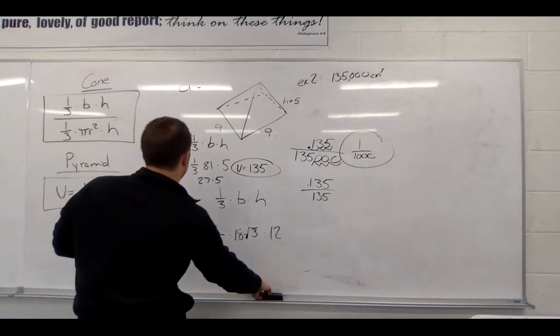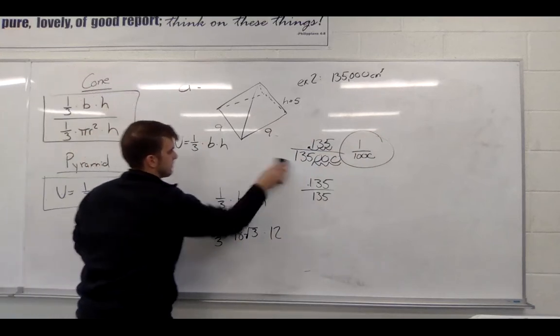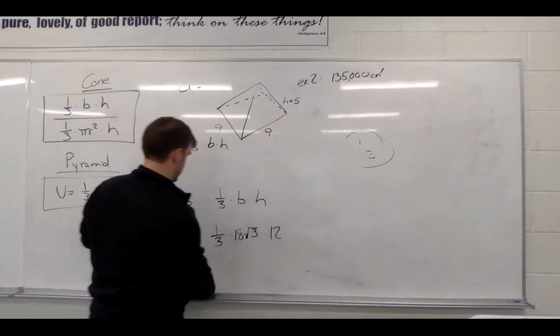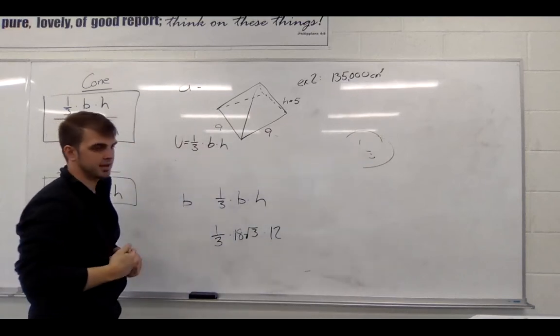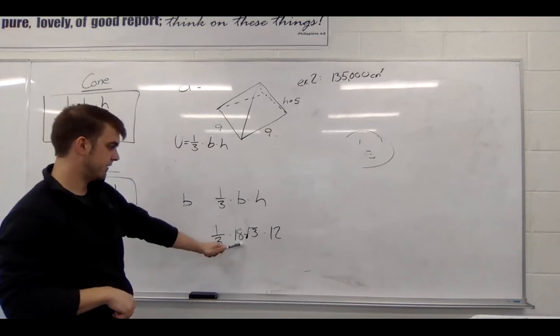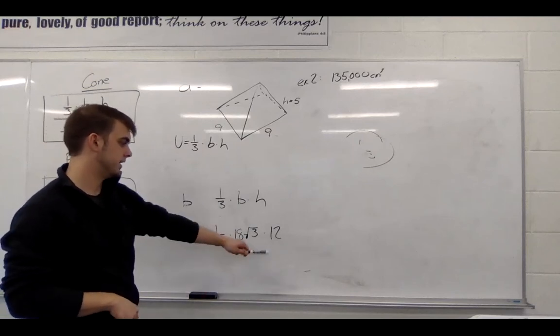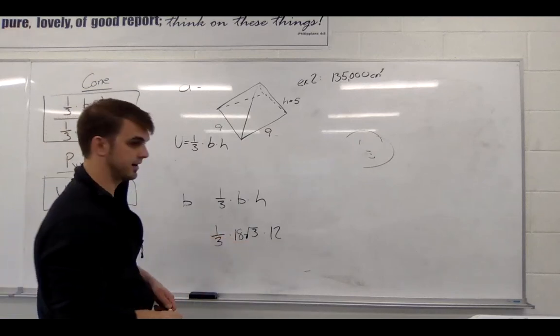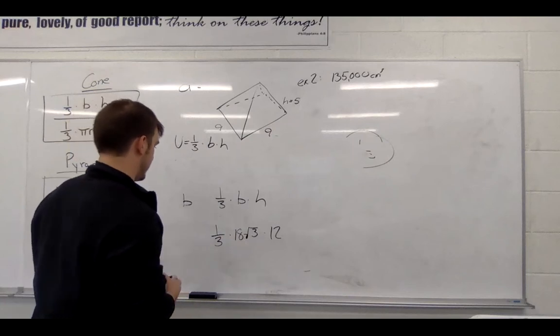Okay, practice set B here. 1/3 times base times height. They give you something for a crazy pyramid shape there. And the base, they give you already, 18 times the square root of 3. The height is 12. So they're asking what is the volume of it. Go ahead and figure this out.